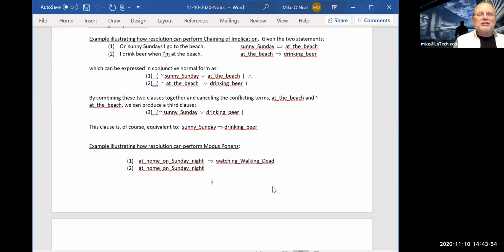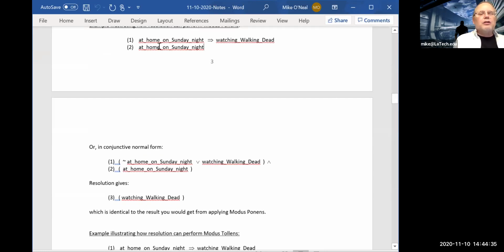So in this timeless world, if I'm at home on a Sunday night, then I'm watching Walking Dead. And let's say it is also true that I am at home on a Sunday night. So what could we conclude? Modus ponens says you can conclude that you're watching Walking Dead. You said if you're home on a Sunday night, then you're watching Walking Dead, and you also said that you're home on a Sunday night, and you said that both of these statements were true, so that must mean that watching Walking Dead is true.